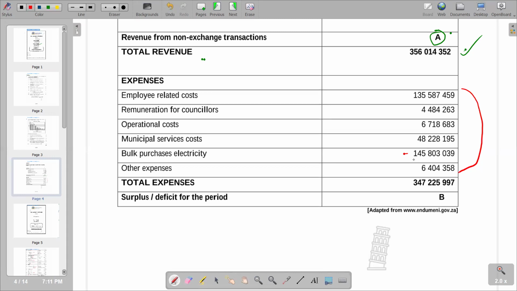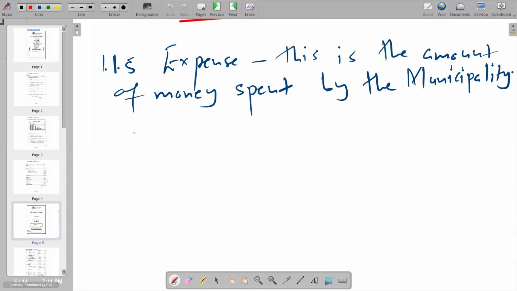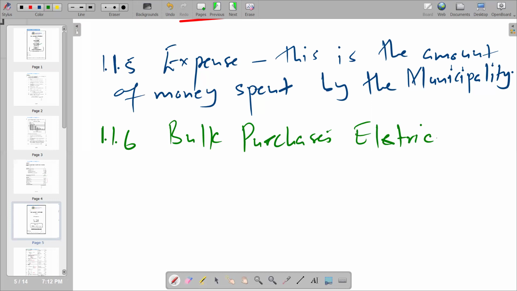If you check the figure that we have for bulk purchases, bulk purchase electricity is the highest amount that we're having there, 145,803,039. So this is what we have as our highest amount. Basically, we can describe that expense as bulk purchase electricity. Then we can refer to our next question.